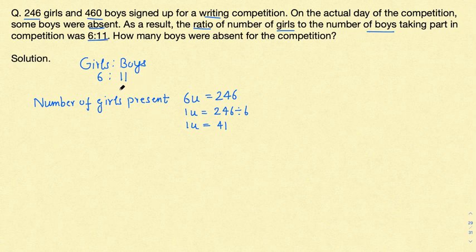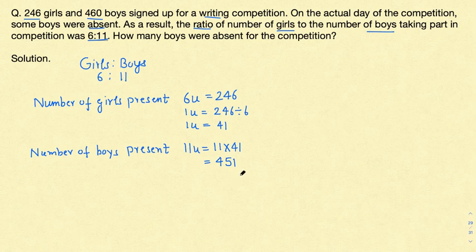The number of units of boys present is 11 units. So the number of boys present is equal to 11 units. Since 1 unit is 41, 11 units will be 11 times 41, and that will give us 451. That means on the day of the competition, out of 460, only 451 boys were present.